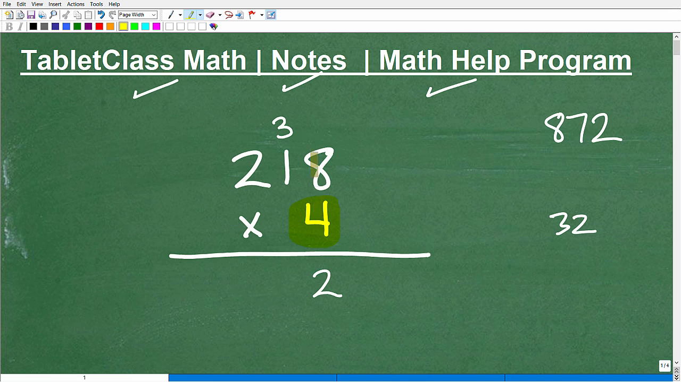So now that we've found the product of this, we have the little 3 over here. I'm going to go 4 times 1. 4 times 1 is 4. And then we're going to add what we just carried, right? So 4 times 1 is 4, plus 3 is 7. All right, so I did that. And then I'm going to do this 4 times 2, and whatever that answer is, that is 8. 872. I told you that was the answer from the beginning, and there you go.